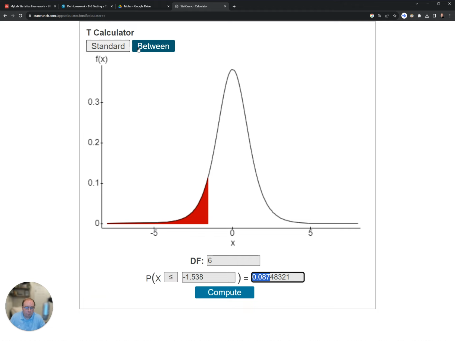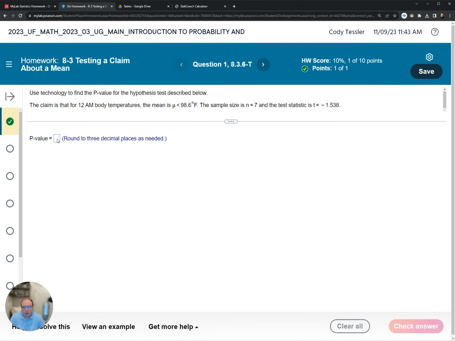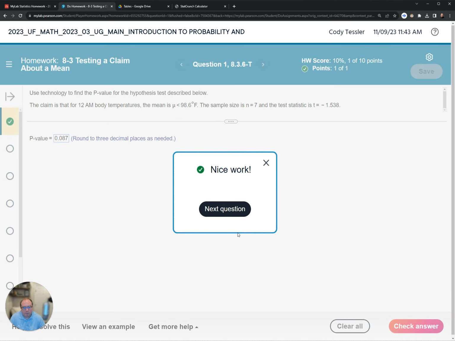And again, notice that that is between 0.05 and 0.10. It's between 5 and 10%. That's about 8%, almost 9. So going back here, pasting that in, checking our answer, we get a compliment, nice work. So hopefully that helps, and good luck.